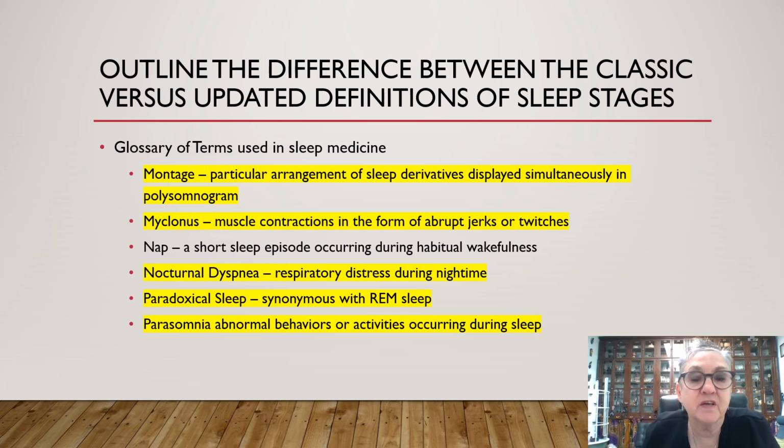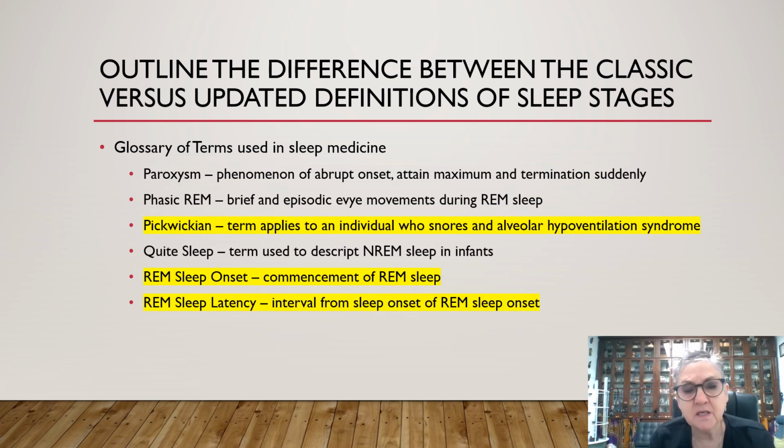Myoclonus is a muscle contraction in the form of abrupt jerks or twitches. Nocturnal dyspnea is respiratory distress during nighttime. Paradoxical sleep is synonymous with REM sleep, and parasomnia is abnormal behaviors or activities occurring during sleep. We're going to go over those parasomnias, different ones, a little bit later on in the semester. Pickwickian is a term applied to an individual who snores and has alveolar hypoventilation syndrome.